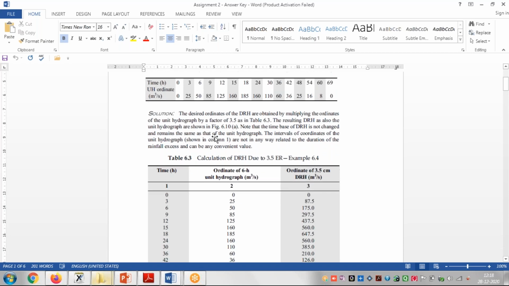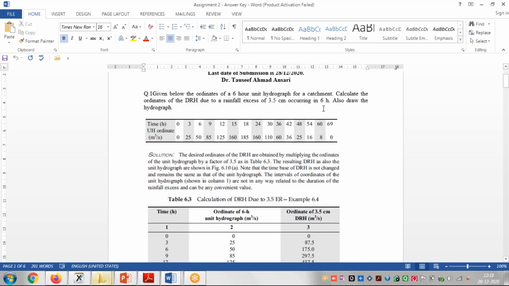Now, what is it saying? Calculate the ordinates of the direct runoff hydrograph. He is not asking for the unit hydrograph firstly. He is asking for the direct runoff hydrograph. Direct runoff hydrograph means it may be of 1 centimeter rainfall, it may be of 2 centimeter, 3, 4, 5, whatever it is. Now, what does he mean by a rainfall excess of 3.5 centimeter?